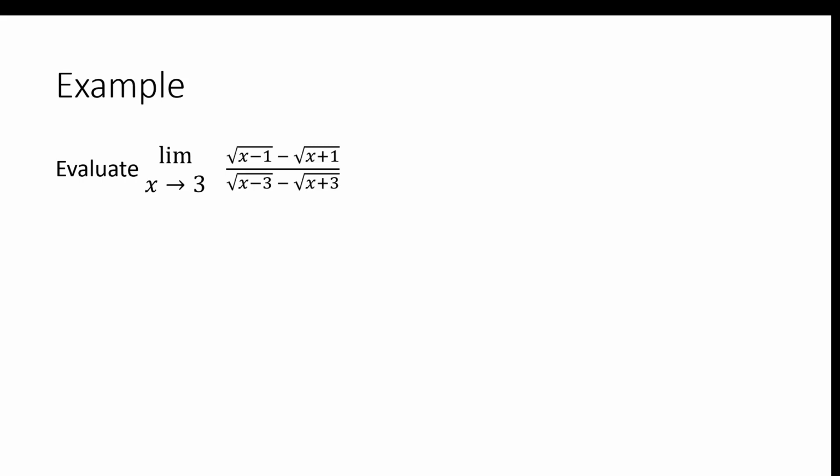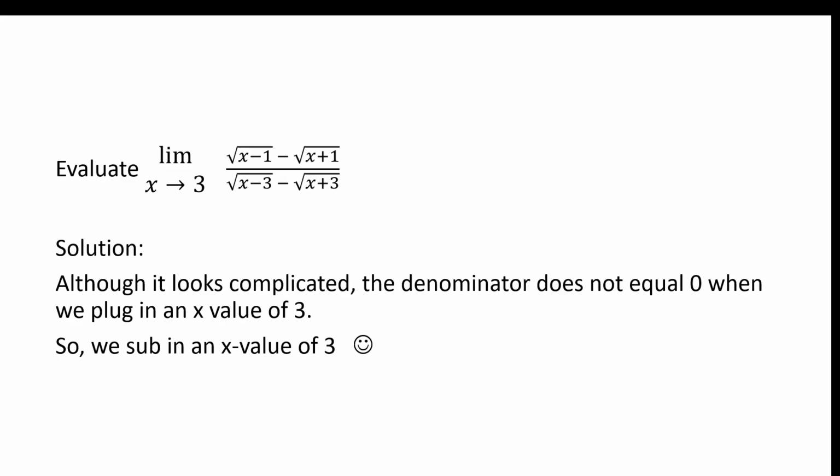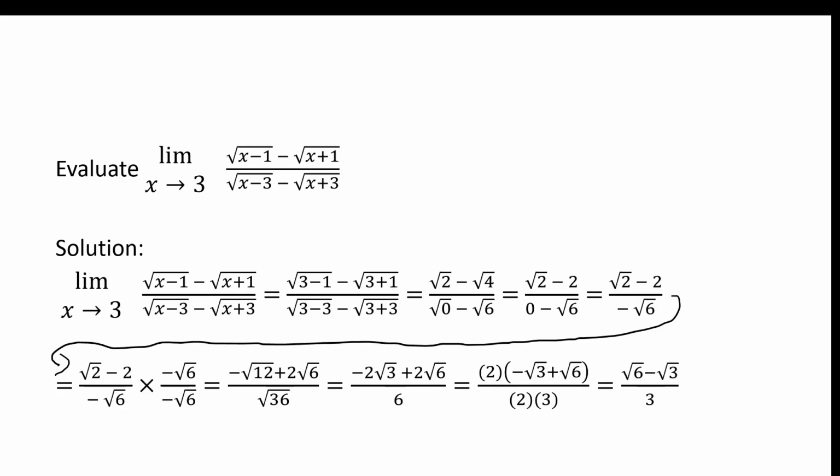Now, this next one, sometimes people look at this and they say, oh my gosh, this is going to involve some complicated math. It actually doesn't, because it's designed to be a little bit tricky. It looks complicated, but the denominator actually doesn't equal 0 when you plug in an x value of 3. In other words, plugging in an x value of 3 doesn't cause any problems here. So just sub it in and evaluate.